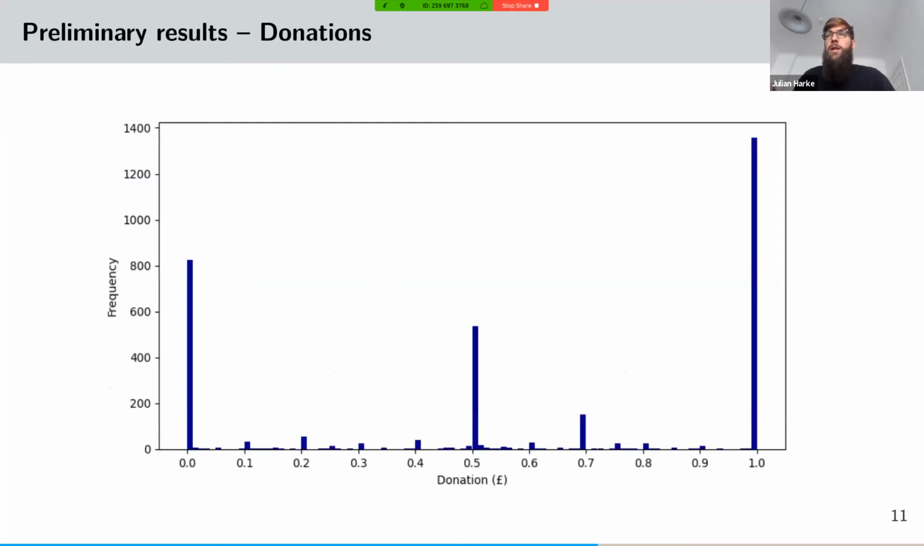This is the distribution of donation amounts that we see, and you can clearly see focal points. A lot of people donate the full amount of £1, and some others are just keeping the full amount of £1 for themselves. But we also see many people just splitting 50-50. And we also see focal points at 20 pence. And you see that 20 pence is way more popular than 21 pence, right?